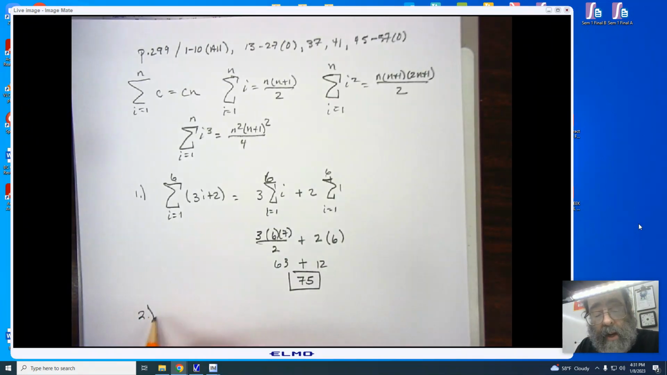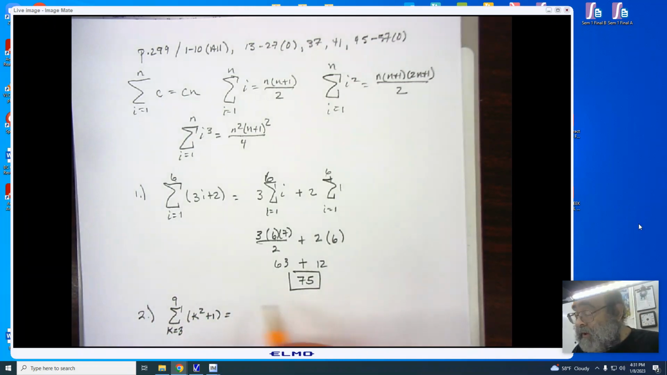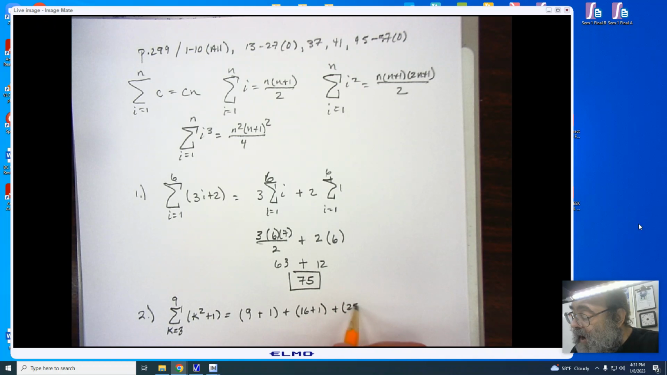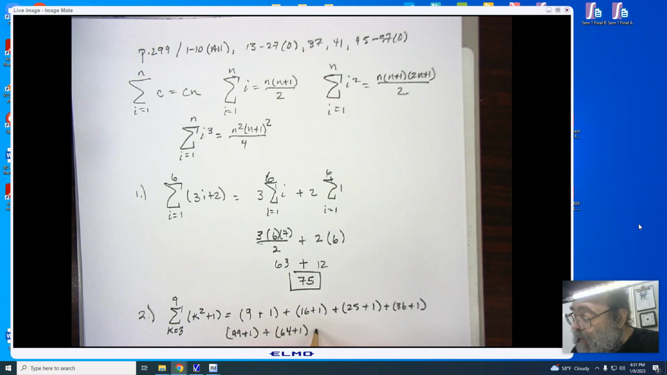Number 2. Now, number 2 is a little bit different because they don't have k starting off at 1. They have it starting off at 3, which means it's a partial sum. And when we work with a partial sum, we just have to add it all together. So we're looking at 9 plus 1 when I plug in the 3 squared. Then 4 squared gives me 16 plus 1, 5 squared gives me 25 plus 1, 6 squared gives me 36 plus 1, 7 squared gives me 49 plus 1, 8 squared gives me 64 plus 1, and then 9 squared gives me 81 plus 1. I'm going to add them all up, and I end up getting 287.